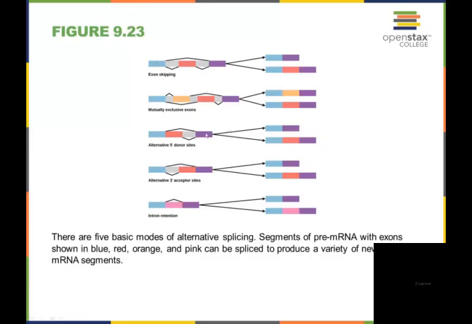You can use mutually exclusive exons. So here you're going to have either 1, 2, and 3, or maybe 1, 3, and 4. Or this I guess would be 1, 2, and 4, or 1, 3, and 4. You can have alternative 5' donor sites, so it can start at different places. You can have alternative 3' acceptor sites, and then you can have intron retention, where you may actually keep a segment.